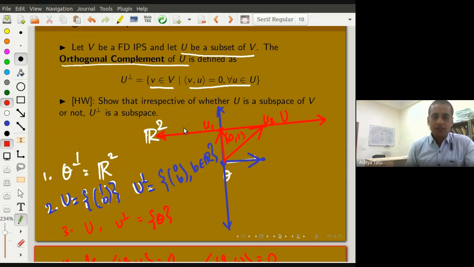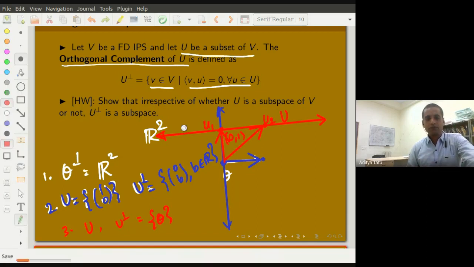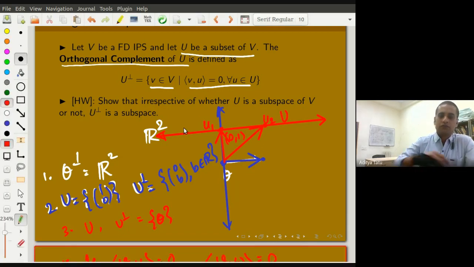So I'm going to leave this question as a homework, as you can see on the slide. As shown in these three examples, in the second example, U was not a subspace. It just contained the vector 1, 0. So U is not a subspace, but the orthogonal complement of U, irrespective of whether U is a subspace or not, was always a subspace in these three examples at least, and this is not a coincidence. You can show that this is always true. Any doubts here?